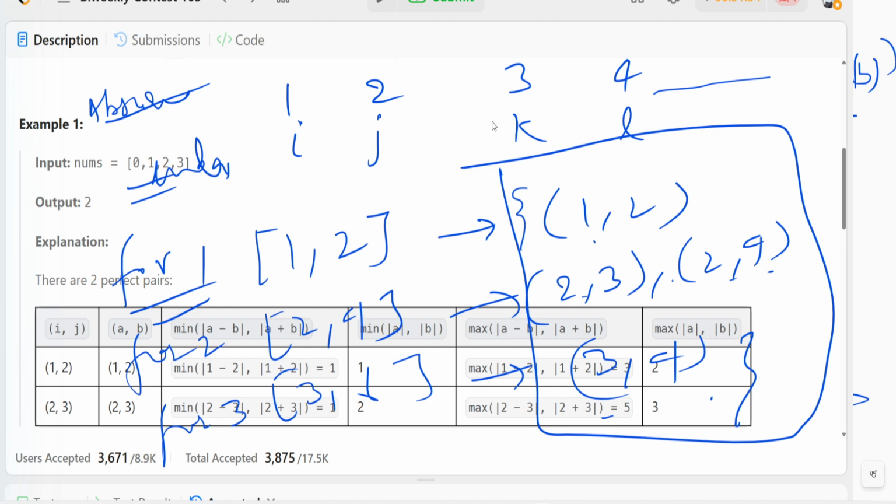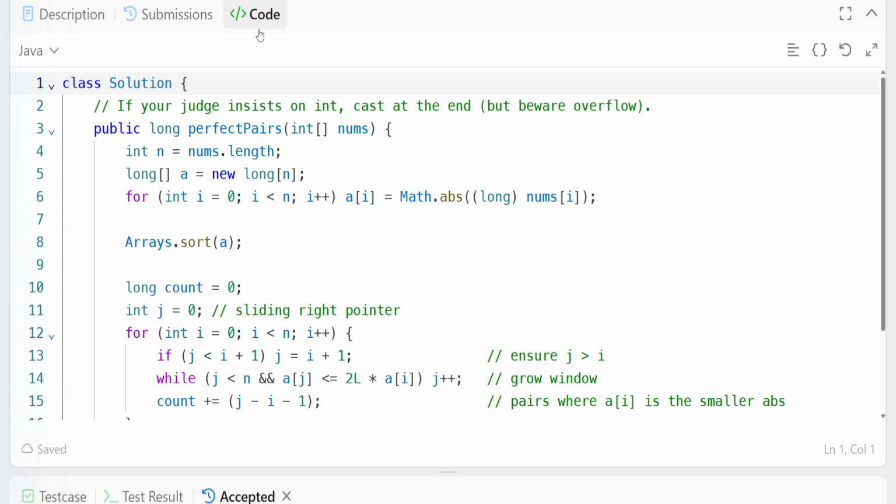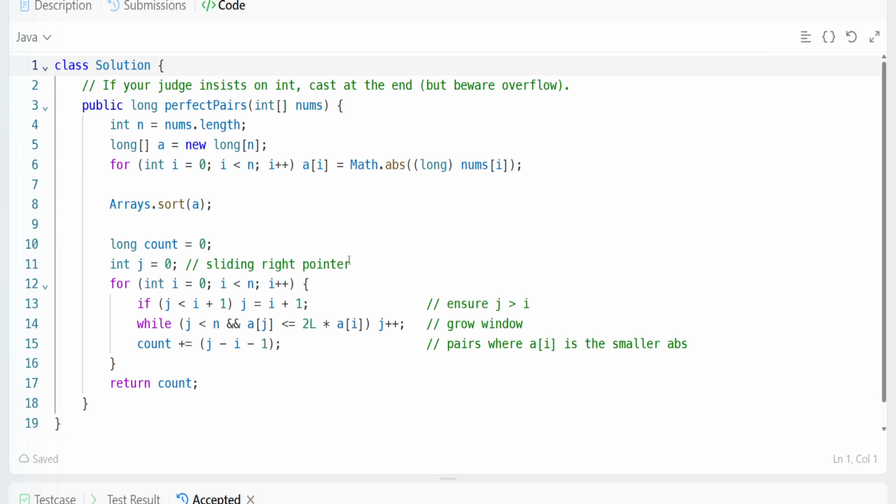So we don't need brute force. We just sort the absolute array and then we'll get it. How do we get it? When I is equal to 0, the value is 1. We'll move until 2 into 1, it should be less than or equal to 2, so the cover is 1, 2. Like that we have to cover. Let me show you how to implement it. Otherwise I will create another deep dive session, because we still have 44 minutes, so you can solve this problem.